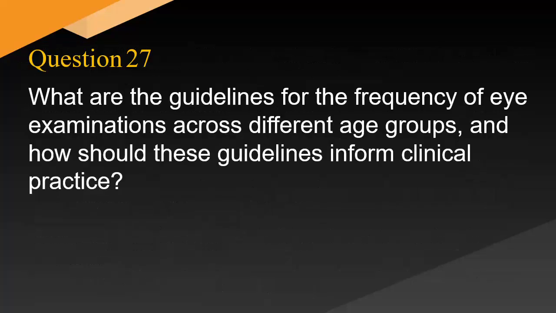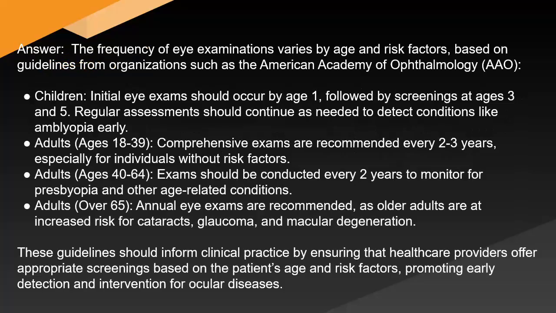What are the guidelines for the frequency of eye examinations across different age groups, and how should these guidelines inform clinical practice? Answer: the frequency of eye examinations varies by age and risk factors based on guidelines from organizations such as the American Academy of Ophthalmology. Children. Initial eye exams should occur by age 1, followed by screenings at ages 3 and 5. Regular assessments should continue as needed to detect conditions like amblyopia early.